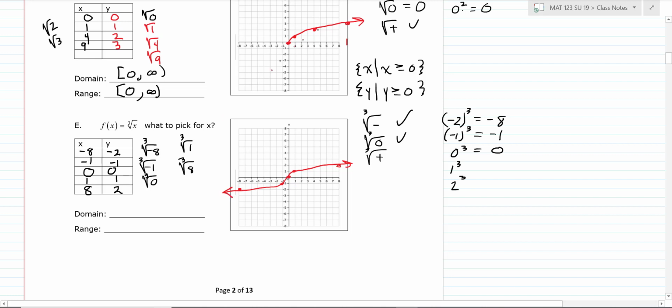Now the domain on this is going to be all real numbers.